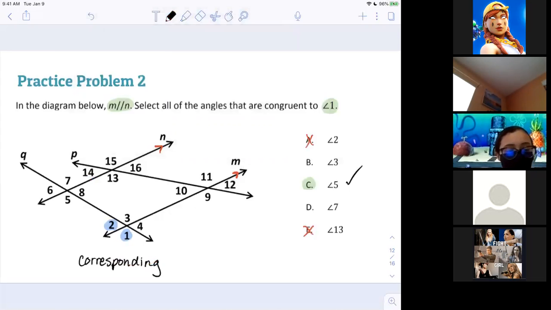So these two are a linear pair. Remember, linear pair is directly next to each other along the same line. So therefore, 1 and 2, they're not equal to each other. They're going to add up to what? What will they add up to?